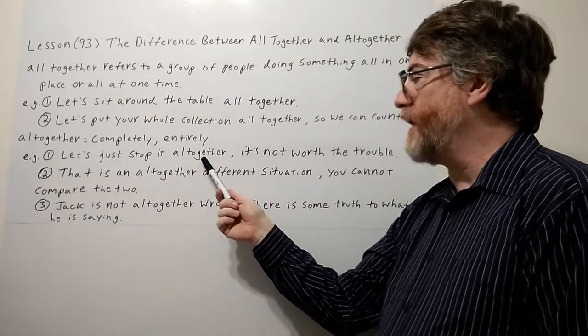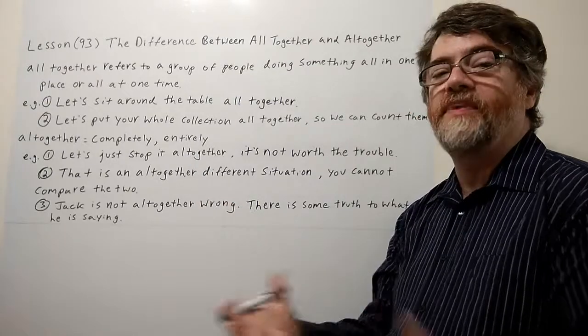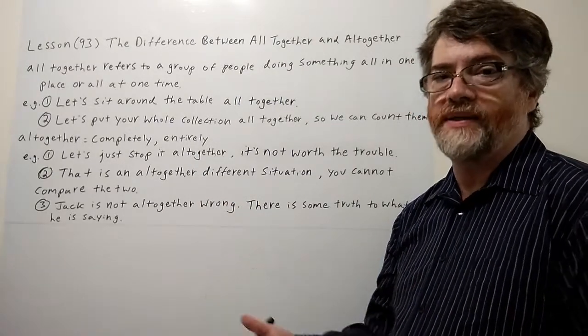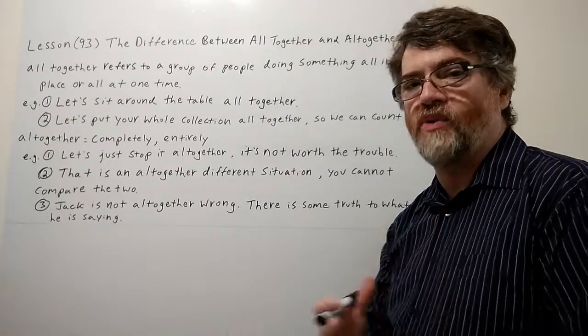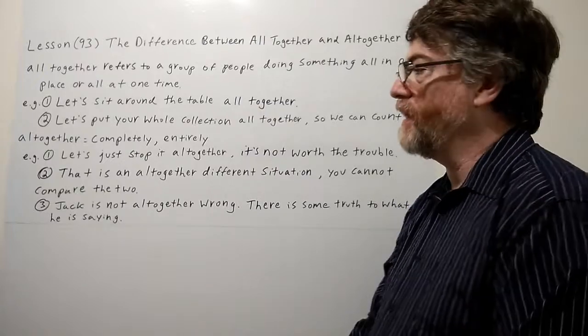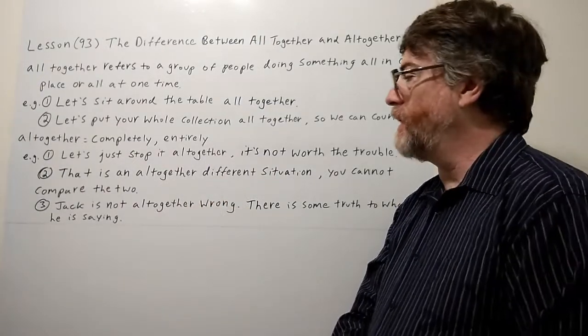Let's stop it altogether. It's not worth the trouble. So let's stop it completely. Let's stop it entirely. Let's stop doing it, not just cut down or do it partially. Stop it altogether. Stop it completely. All right, so that's how we would use altogether as a single word.